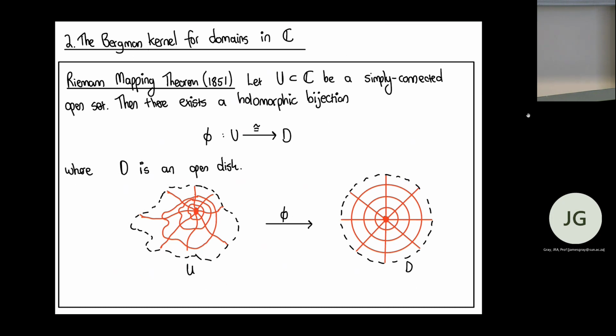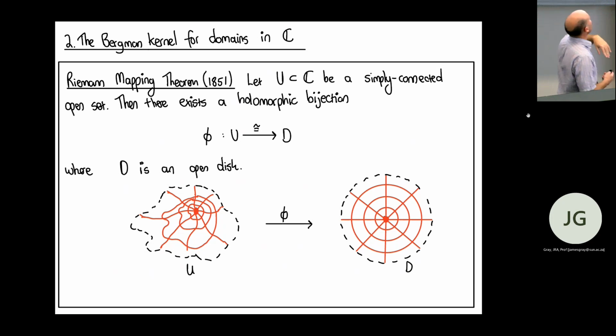So let's talk about the Bergman kernel. And to introduce the Bergman kernel, I want to first, instead of talking about it in the context of complex manifolds, talk about it in the context that we should all know about, namely complex analysis, functions on the complex plane. So what does the Riemann mapping theorem say? 1851, a very important theorem in complex analysis, says that let U be a simply connected open set in the complex plane. It doesn't have holes. Then there exists a holomorphic bijection from that U into a disk.